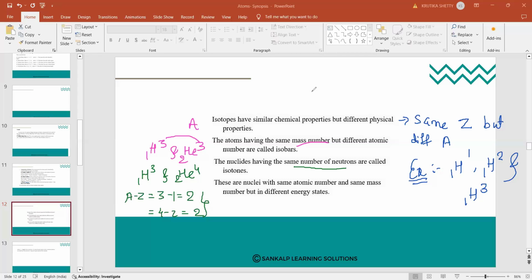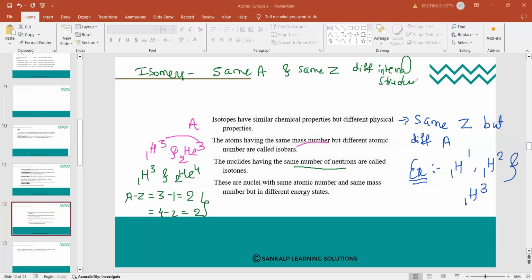We will study one more point, that is called the isomer. In chemistry you might have studied isomerism. Isomers are nuclei having the same atomic number Z and the same mass number. So mass number is the same, atomic number is the same, but the internal structure is different. That is called isomers.